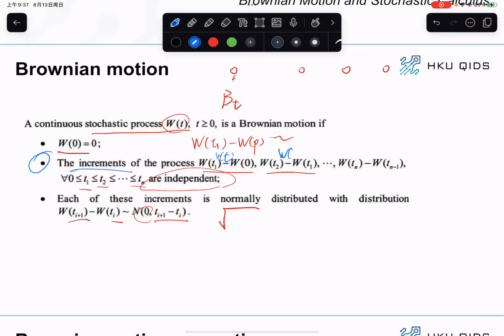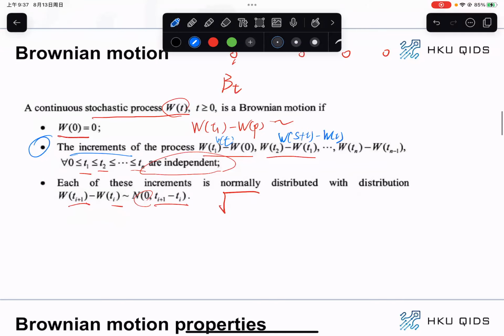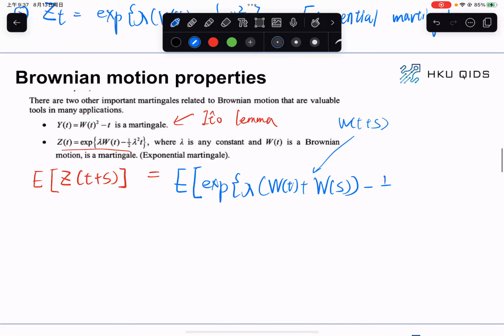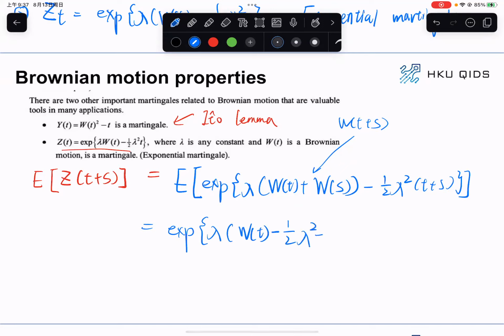And this is actually what? This is W_{S+T} minus W_T, and we know these two are independent. So basically, we can separate out W_S. And by doing that, we have the second part, which is just 1/2 lambda squared (T plus S). Let's rearrange the sequence so that we have the exponential of lambda W_T minus 1/2 lambda squared T, which is just Z_T.